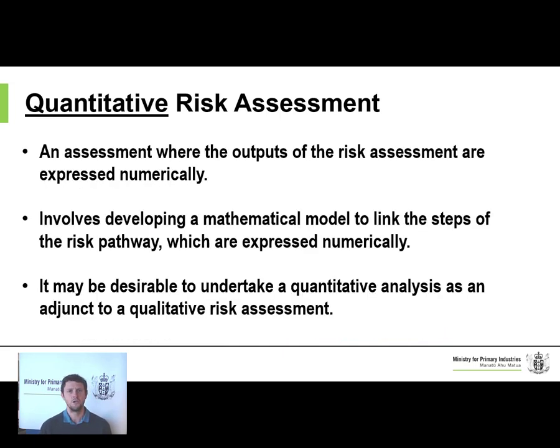However, when it comes to quantitative risk assessments, and we know it's a numerical expression of a risk assessment, this involves developing a mathematical model to link the steps of the risk pathway, which are expressed numerically. And we've noted it may be desirable to undertake a quantitative analysis as an adjunct to a qualitative risk assessment. So this is where a qualitative risk assessment may still be a little bit inconclusive, or a manager may wish a quantitative risk assessment to take place to help with decision making around the types of options or the impact on animal or human health.